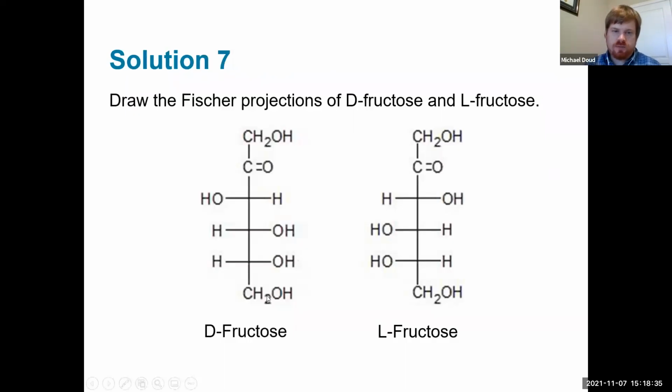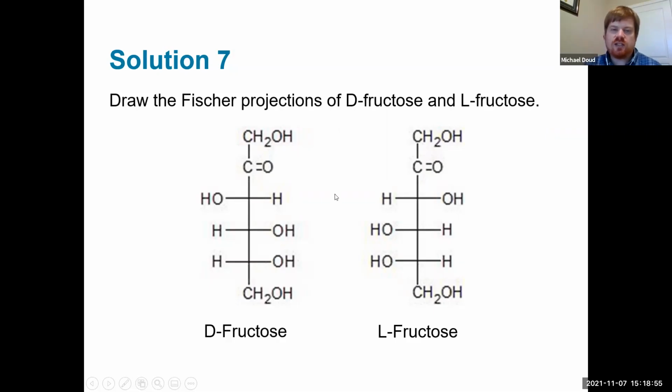All right. So D-fructose, hopefully you just drew it down from our notes from earlier. It's, again, a ketohexose. And here the OH is on the left for the first chiral carbon, OH on the right for the second and third chiral carbons, followed by CH2OH. So only 3 chiral carbons here.